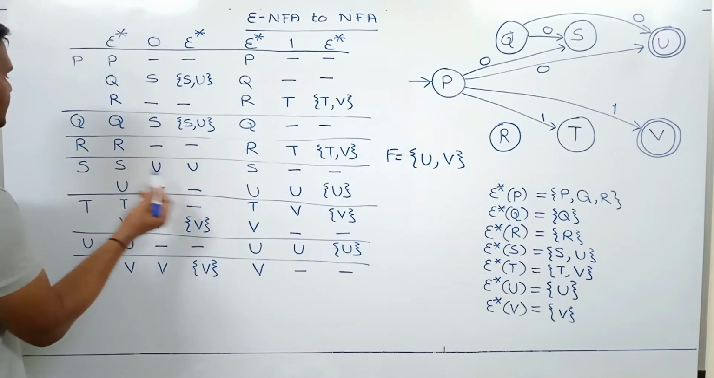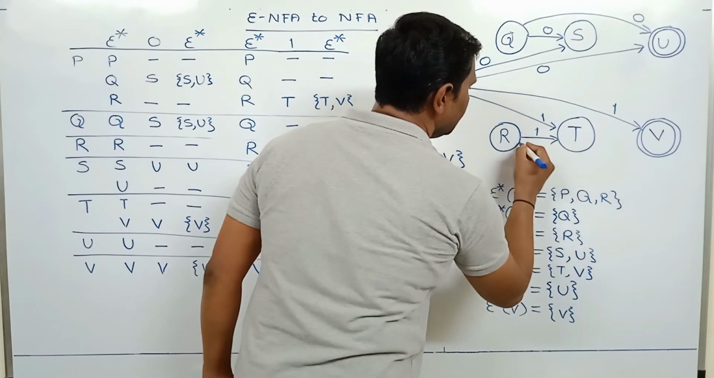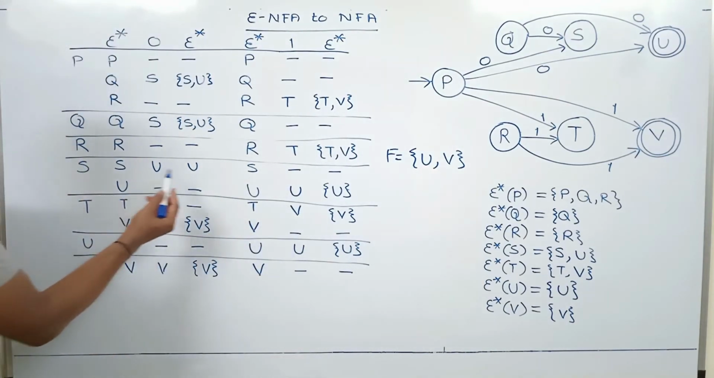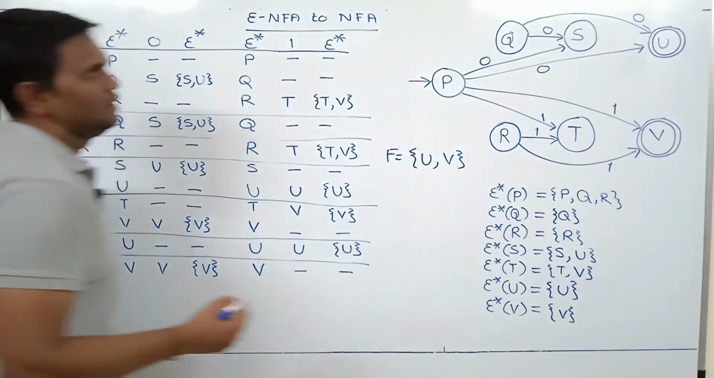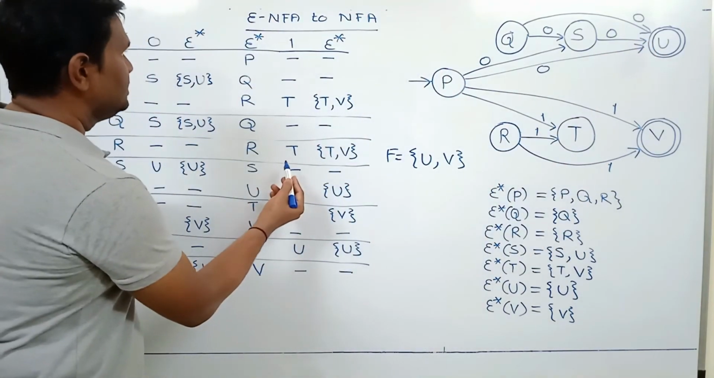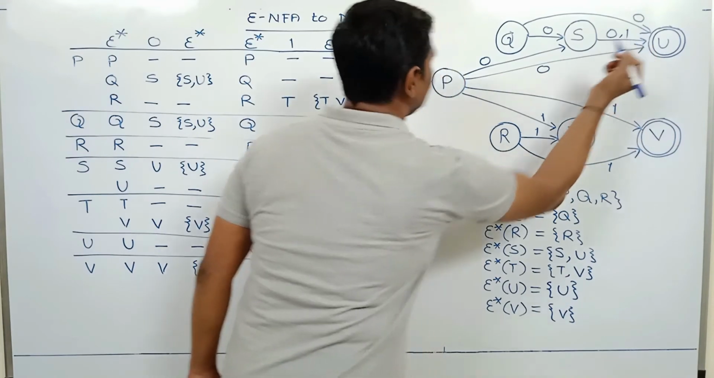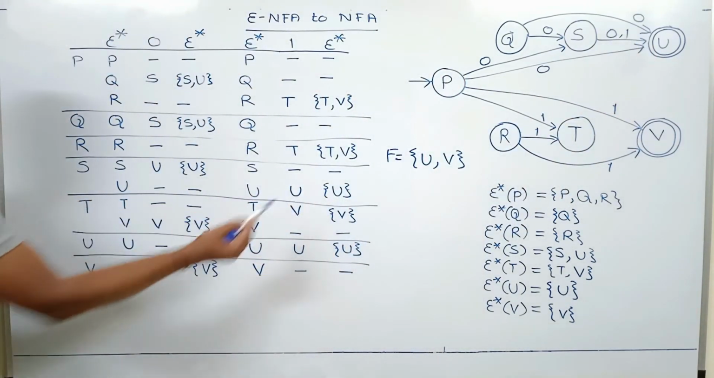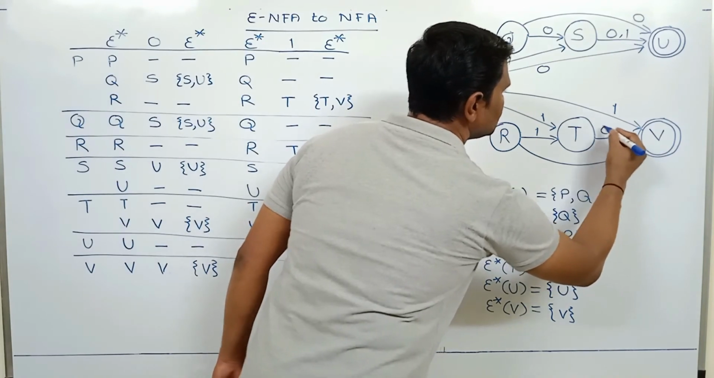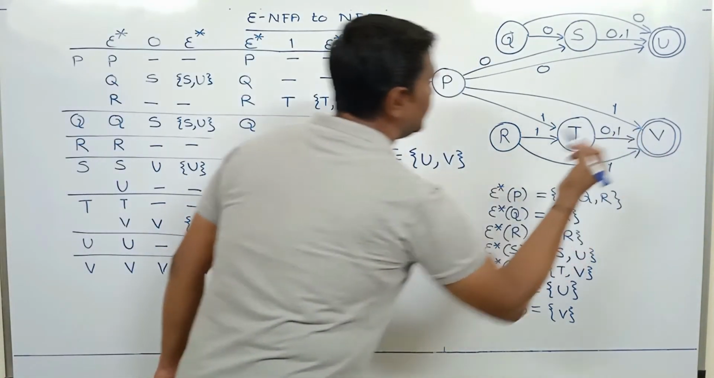R on 0, there is no transition. R on 1 goes to T and V. S on 0 goes to only U. S on 1 goes to U. This is the transition for S on 1. T on 0 goes to V. T on 1 goes to V.